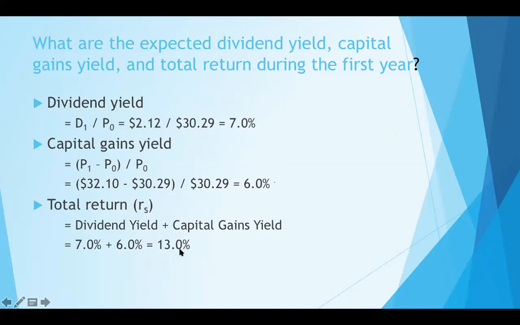Right, 13%. It has two components. One is the dividend yield, because when you buy the stock, you will receive a dividend, right? When you sell it next year, you will receive a 6% capital gain. So altogether, your total return is 13%. Is it clear? Any question? If you have any questions, please ask now.